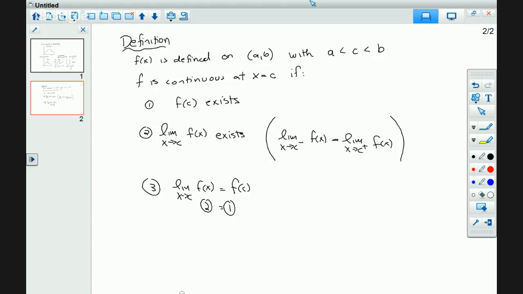Okay. So if f of c exists, then we automatically know 3 is true? No. This has to exist, this has to exist, and they have to be the same number. I'll show you the example. But 2 and 1? Not necessarily. I'll show you an example where they're not the same.